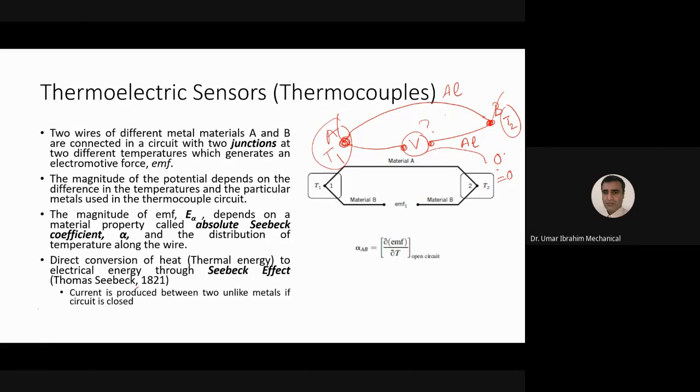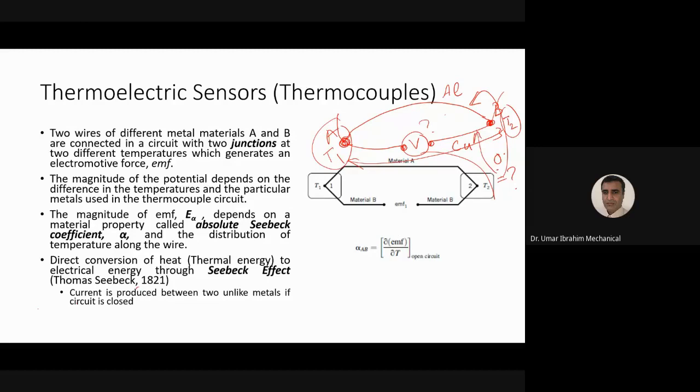Okay? The magnitude of the potential, or the magnitude of the voltage, depends on the difference in temperature and the particular metals used in the thermocouple circuit. So this voltage output, what will be this value, assuming that these are two different metals for two different temperature? This value will depend not only on the temperature values, what the temperature's actual values are, but it also depends on the material chosen to construct a thermocouple.